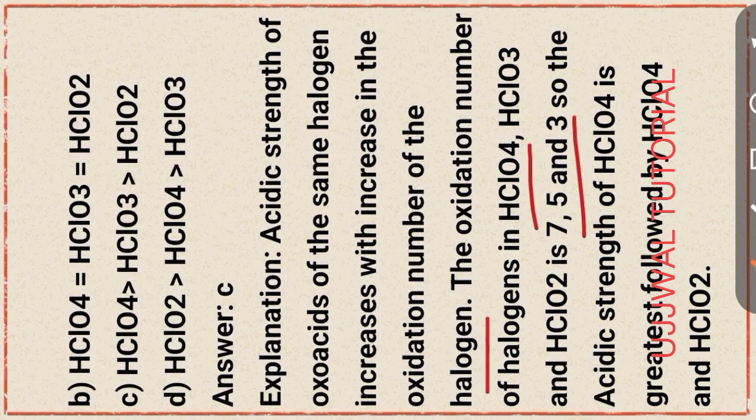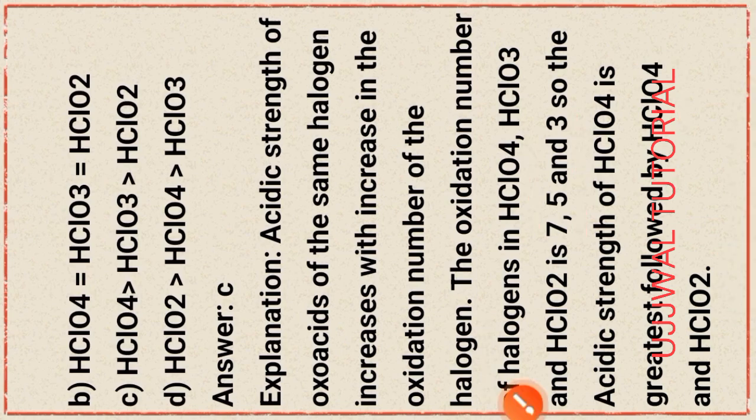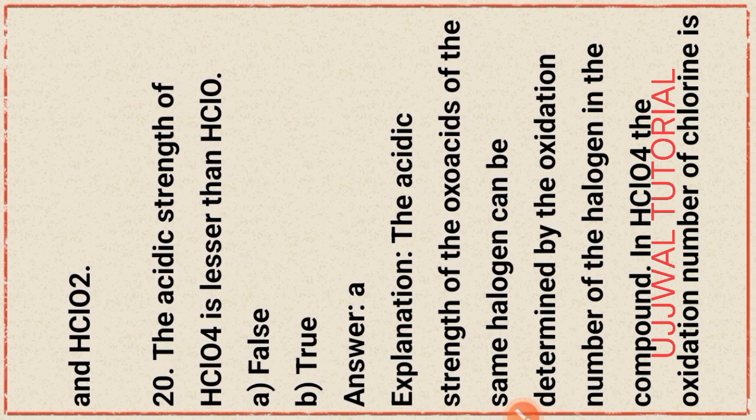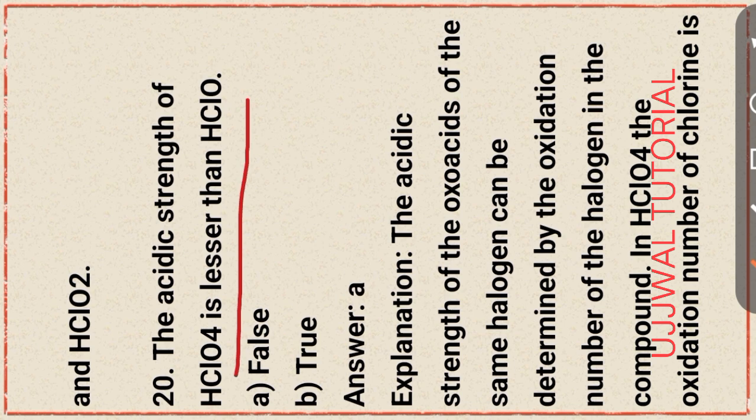Okay. Next question, question number 20. The acidic strength of HClO4 is lesser than that of HClO. Is this statement true? No, this statement is always false. It is not lesser, it is greater than: HClO4 is greater than HClO. So the statement is always false.